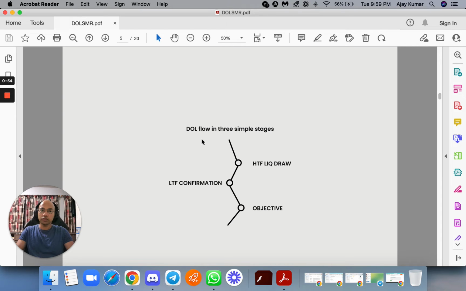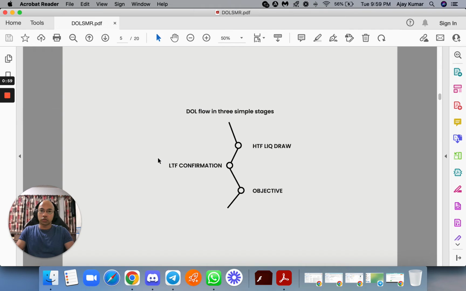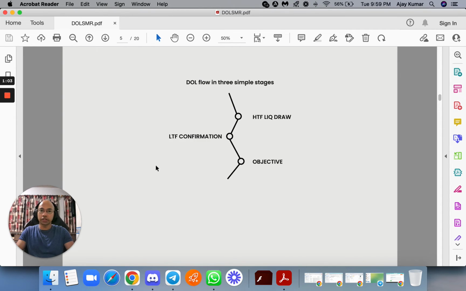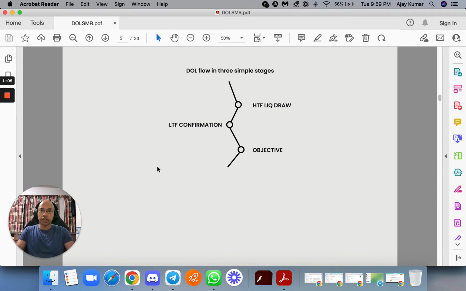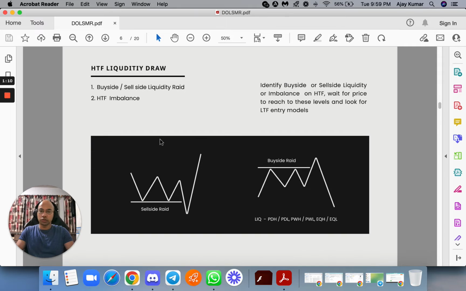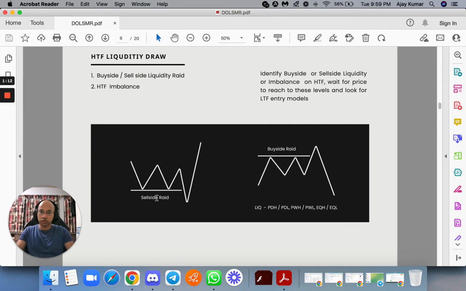First there is a draw on liquidity. What we do is mark out the higher time frame liquidity pools, and those could be the sell side liquidity or the buy side liquidity. What this means is that there are a lot of stop losses here. You can see price coming down and taking all those stop losses, taking all that liquidity. So this is called drawn liquidity.